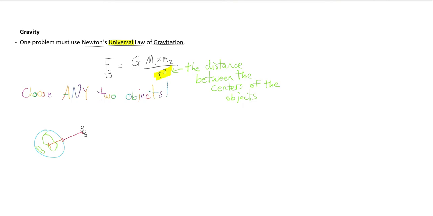Making a story for this problem, hopefully you'll find is very easy because you can have any two objects. It could be a satellite and a planet. It could be the force of gravity between two people who are just sitting next to each other. That is, these are all really good options. It could be any two objects.